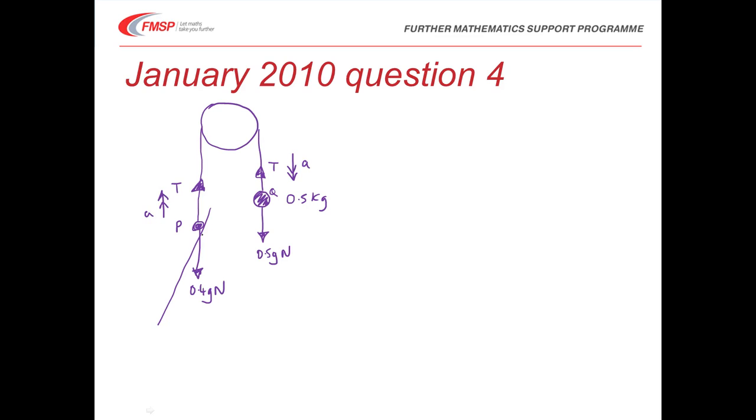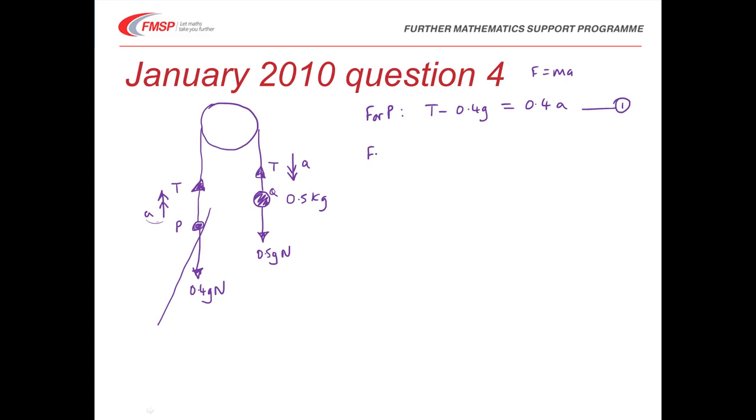So let's write an equation of motion separately for each particle. First of all for P. Well, for P, taking of course the direction of the acceleration as positive, I have T upwards minus 0.4 g downwards equals the mass, which is 0.4, times the acceleration. And of course I'm applying F equals ma separately to each particle. Well, there's equation 1.